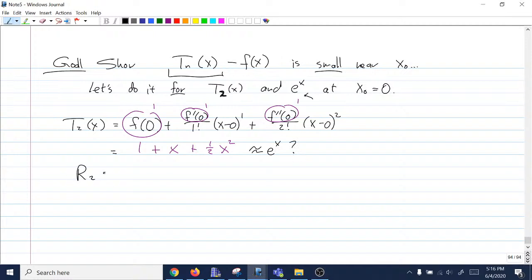I'm going to let R2 of x be the difference. Actually, I'll subtract the e to the x, because then I'll have to write a minus sign. No, I do it the other direction. R2 is the other way. It's f of x minus T sub n of x. This is e to the x minus 1 minus x minus 1/2 x squared. I want to figure out a way of showing that this is small.